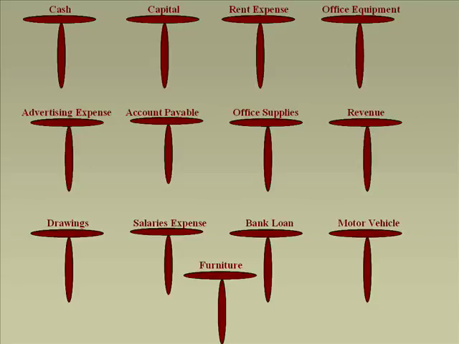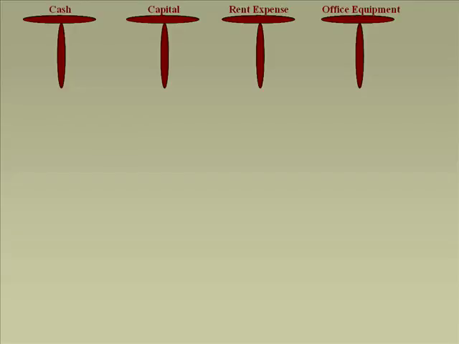Are you done? Here are the answers. Okay, let's take the first group: cash, capital, rent expense, office equipment. Look at the plus minuses. It's coming now. Did you get it?